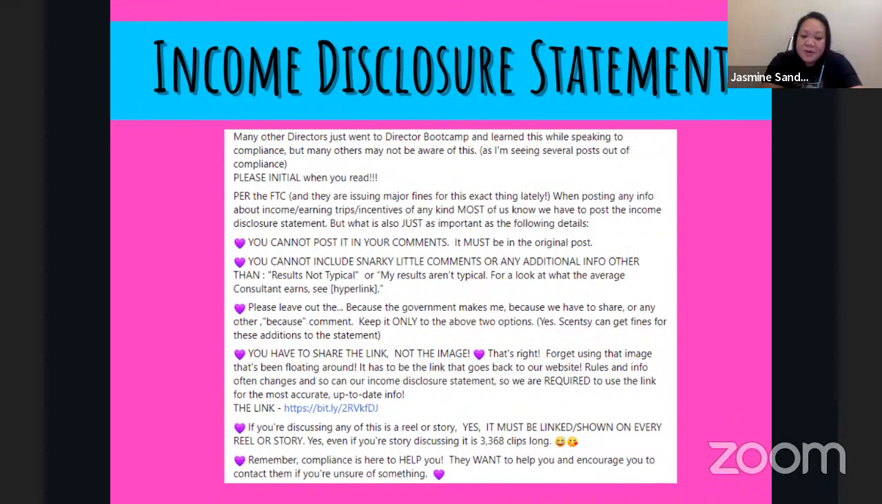And then remember, compliance is here to help you, and they want to encourage you to do something and contact them if you're not sure. So the email for compliance is compliance@scentsy.com. Reach out to them. Typically, when I've reached out to them before, it takes them about 48, 72 hours. But once they've read your email and you responded back to ask more questions, they're pretty fast about it. They're like within the same day.